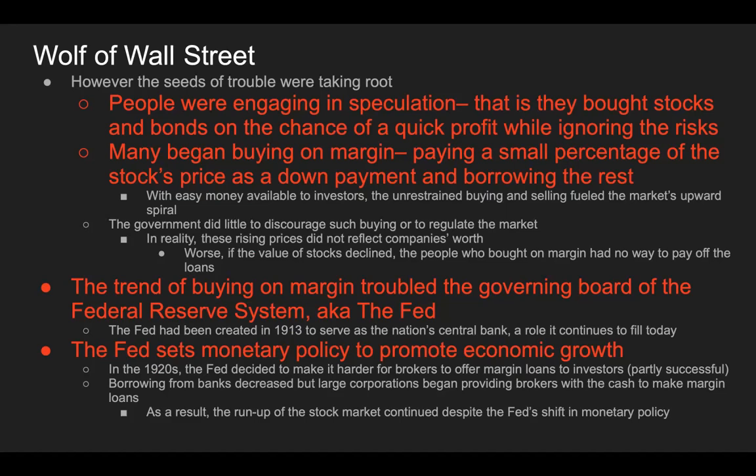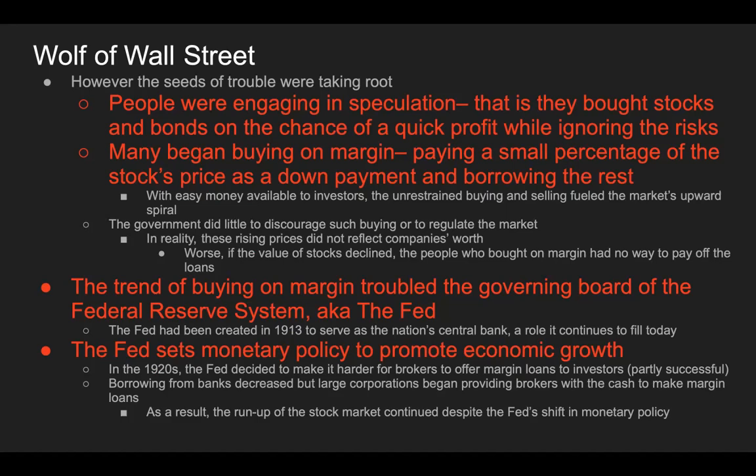The trend of buying on margin troubled the governing board of the Federal Reserve System, aka the Fed. The Fed had been created in 1913 to serve as the nation's central bank, a role it continues to fill today. The Fed sets monetary policy to promote economic growth. Test question. In the 1920s, the Fed decided to make it harder for brokers to offer margin loans to investors.